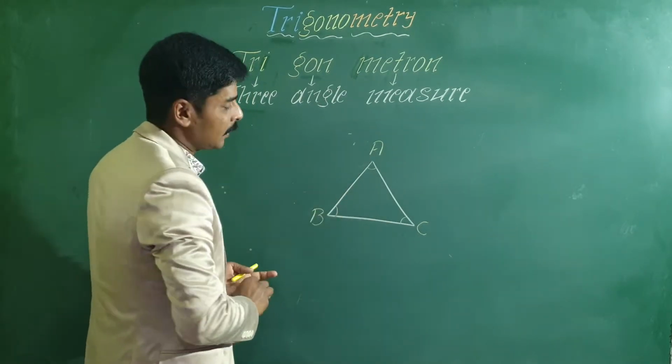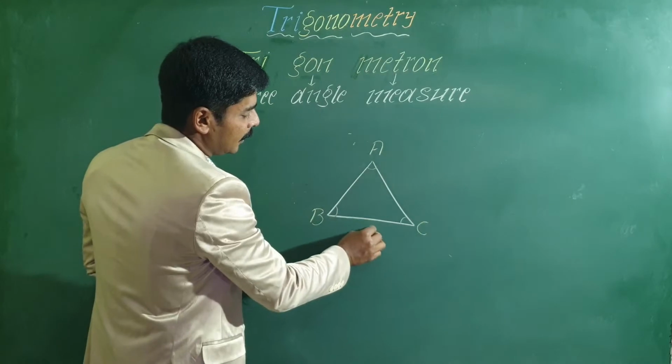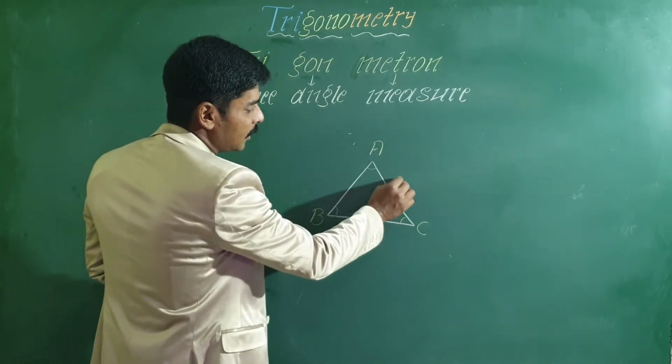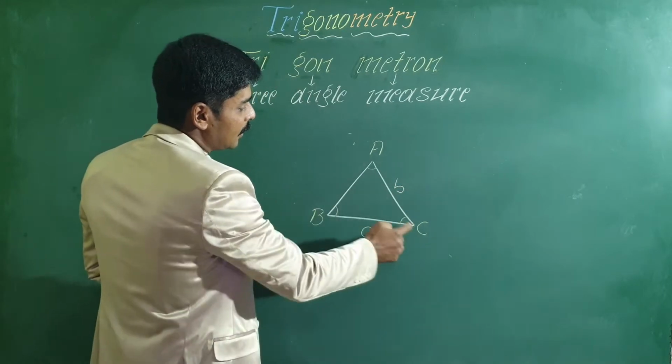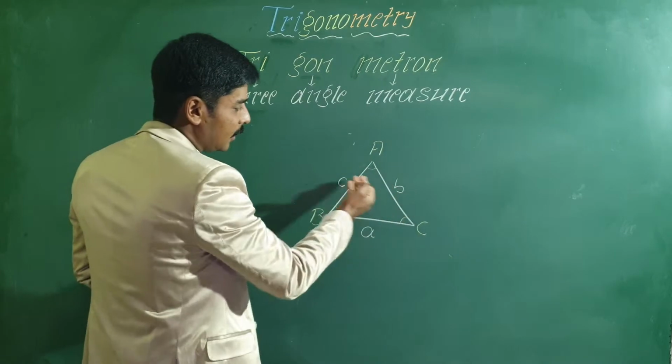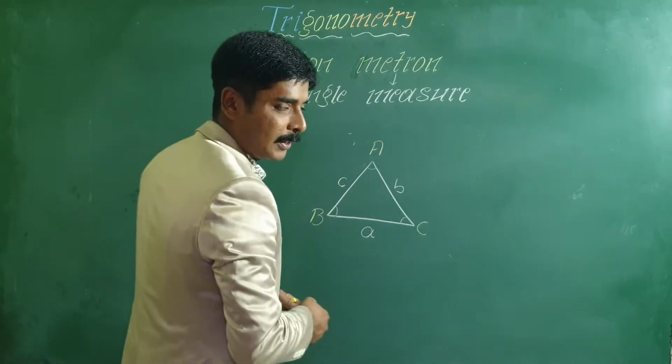Okay, the side which is opposite to angle A is denoted by small letter a, the side which is opposite to angle B is denoted by small letter b, the side opposite to angle C is denoted by small letter c. You can give any other notations, but it must be a small letter, that's all.